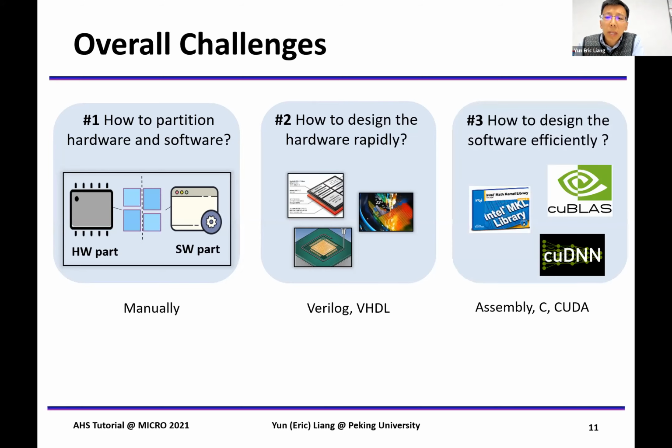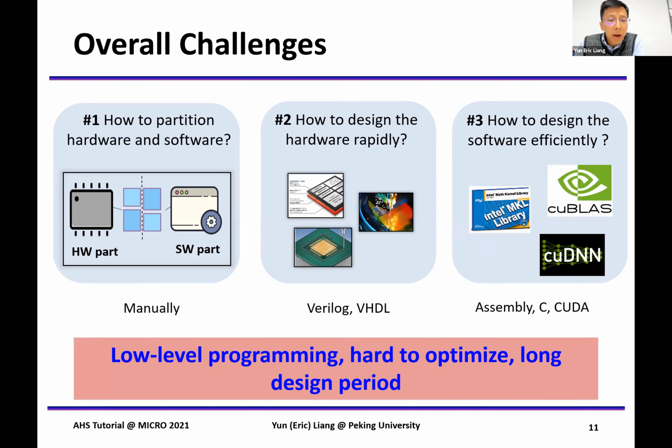And also, we need the software to provide flexibility to handle different workloads. So the third challenge is how do we design the software efficiently? The current approach is to write in a low-level programming language such as assembly, C, or CUDA, which takes very long. So to summarize, the entire software and hardware co-design process requires low-level programming, and it's very hard to optimize and takes a long design period. And next, I will briefly talk about each challenge.